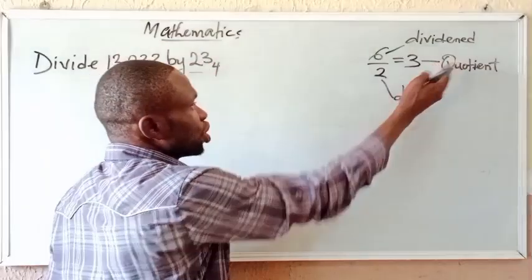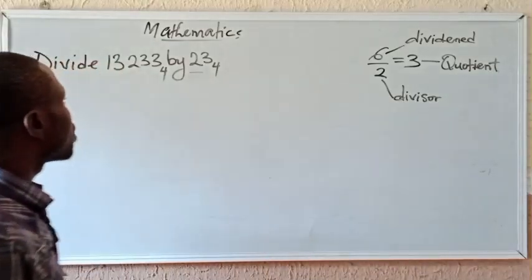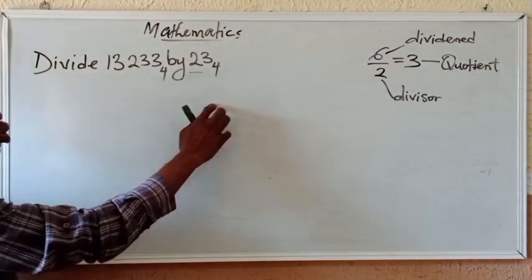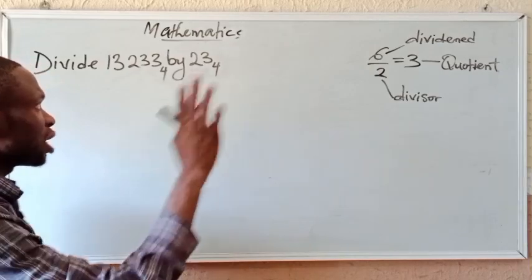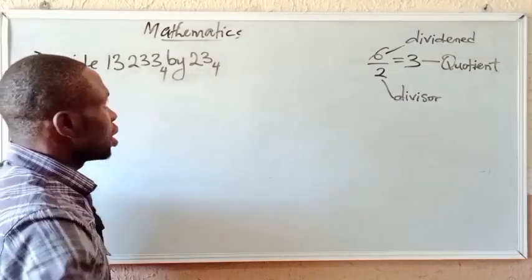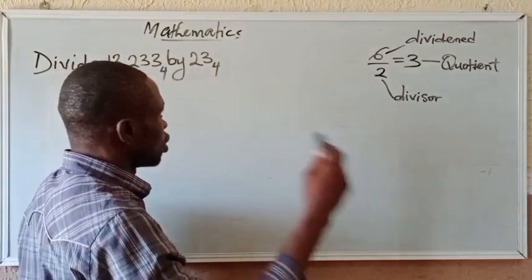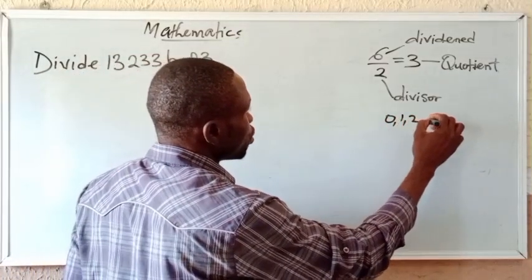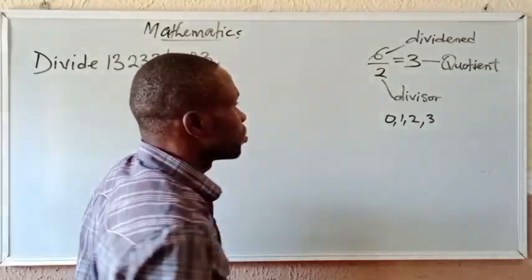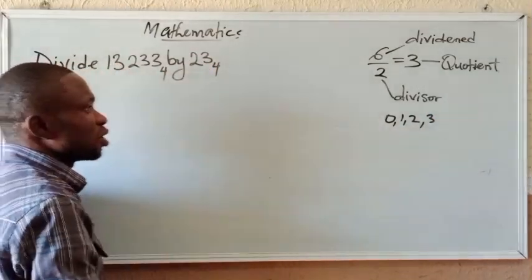So our dividend divided by the divisor gives us the quotient. And looking at it, the quotient multiplied by the divisor gives us the dividend. Now to do this, all we need to do is to create a multiplication set for our divisor. And let's not forget, we're operating in base 4. The numbers in operation in base 4 are 0, 1, 2, 3. So we create a multiplication set for the divisor.